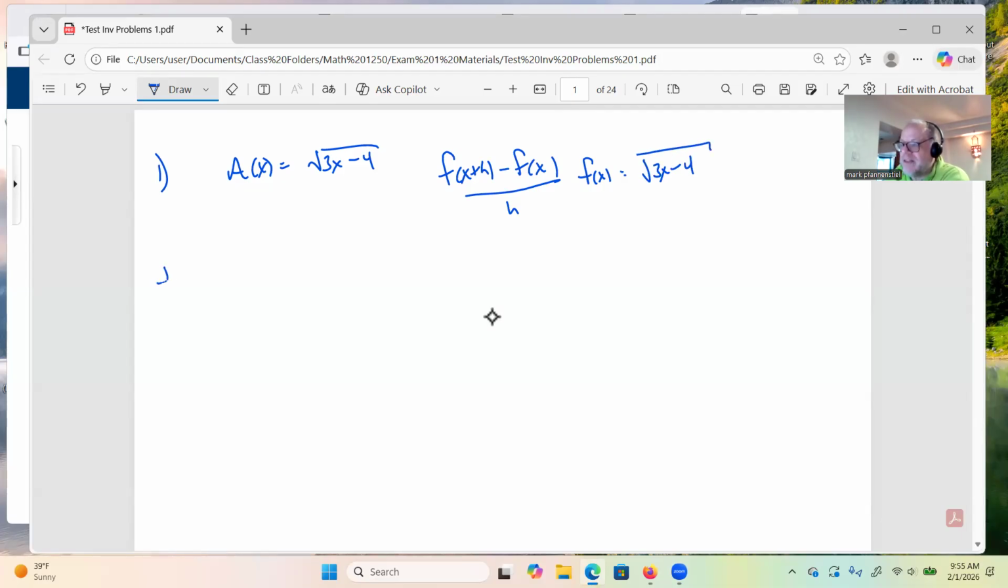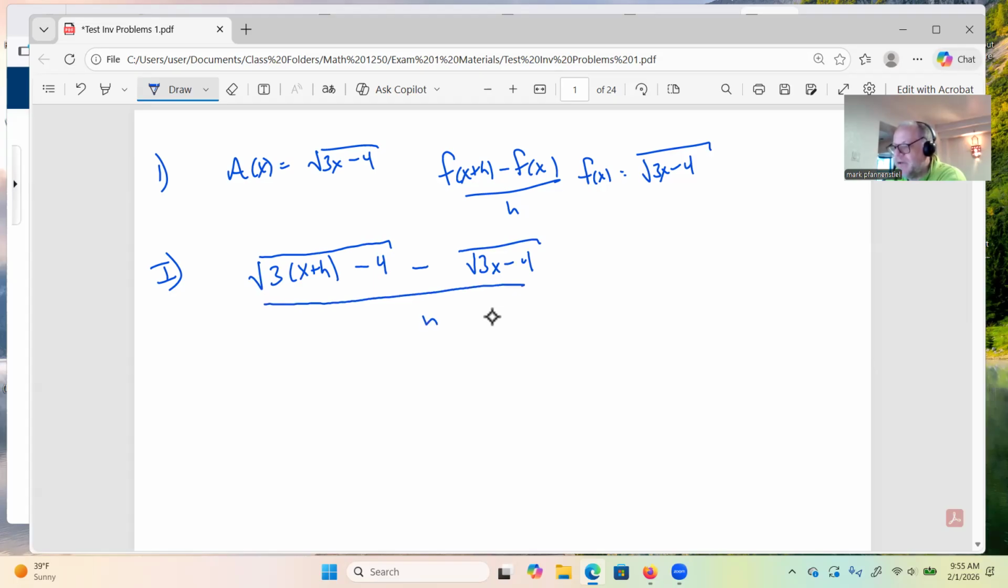First step, let's set this thing up. We have to replace everywhere we see an x with an x plus h. So we have the square root of 3 parentheses x plus h and parentheses minus 4. All of that's in my square root. Minus, go ahead and write down the original function, the square root of 3x minus 4. And then say all divided by h. Okay, now we have this thing set up.